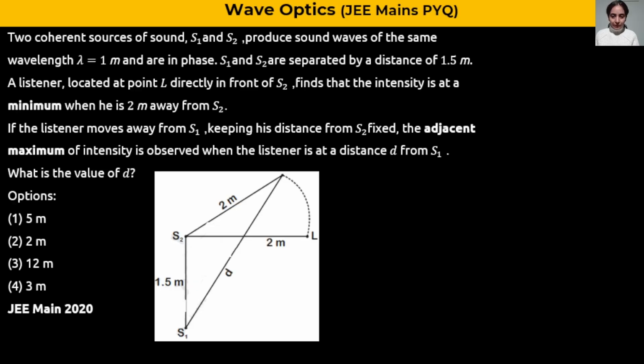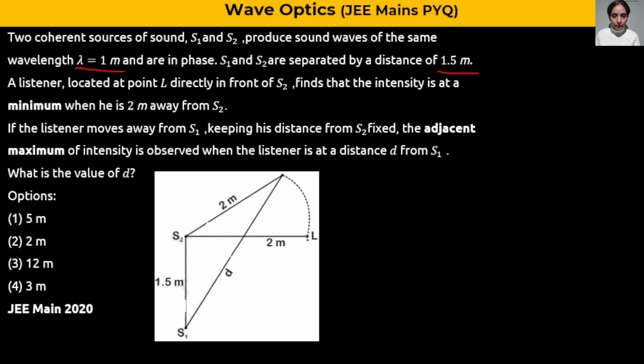Now let us look at this question. So question क्या कह रहा है? Two coherent sources of sound S1 and S2 produce sound waves of same wavelength. Okay. And they're in phase. Okay. So source आपस में phase में हैं. There is no path difference getting introduced because of the way these sources exist. Okay. So they are in phase. S1 and S2 are separated by a distance of 1.5 meter.